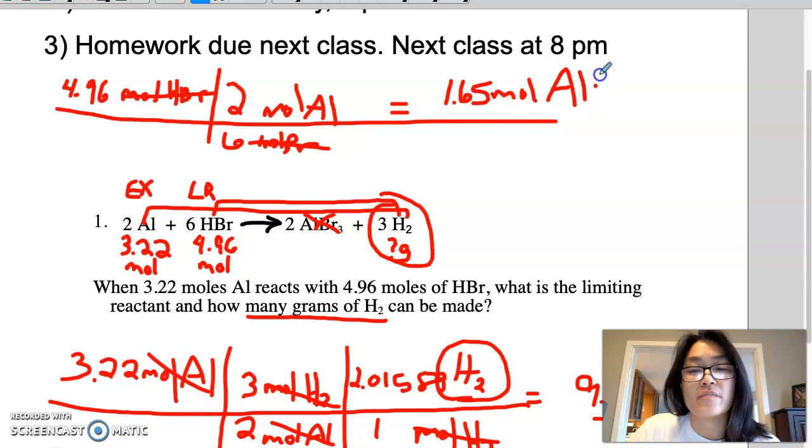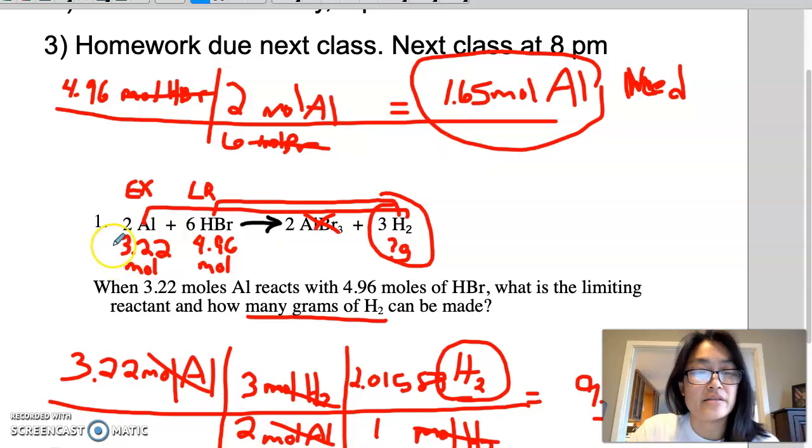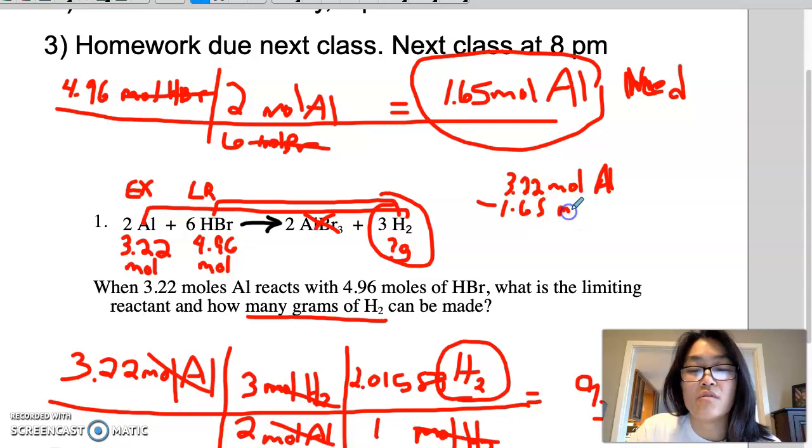Okay, so that's how much of my excess reactant I actually need. So that's supposed to say need. That's how much is actually going to react. So that word is need. Okay, so this is how much aluminum I actually need, and this is how much aluminum I actually have. So the way I'm going to calculate excess is I'm going to take 3.22 moles of aluminum that I have, and then I'm going to subtract how many that I only needed. So I only needed 1.65 moles of aluminum. So notice that it's all moles of aluminum. That's all my excess reactant right here.